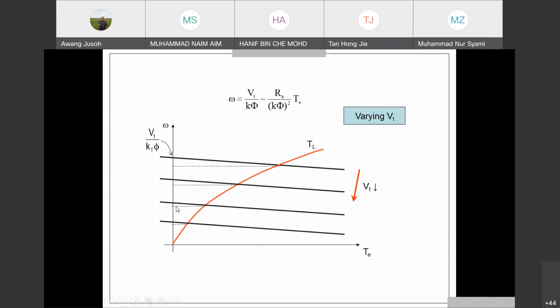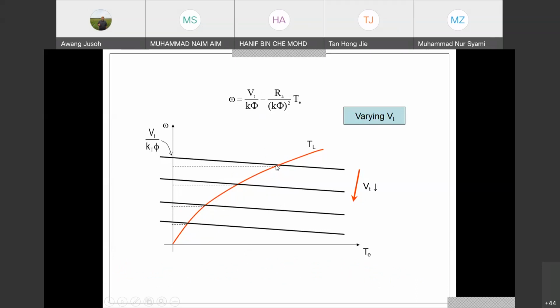Understand? So in order to make the speed lower, we can change the voltage. The lower the voltage, the lower the speed. The higher the voltage, the higher the speed. How to determine the operating point? The intersection there. That is the operating point.